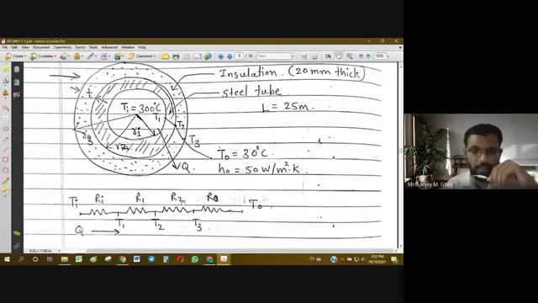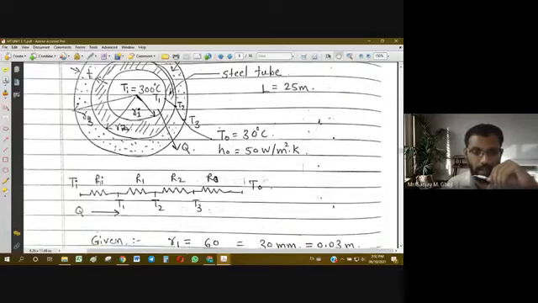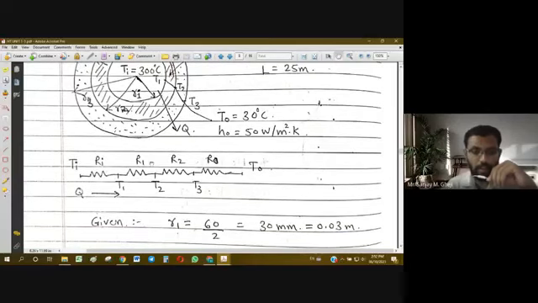So all these four resistances are denoted like Ri is inner convective resistance, Ro is outer convective resistance, R1 and R2 are conductive resistance for steel tube and insulation layer respectively. All are in series, as shown here.